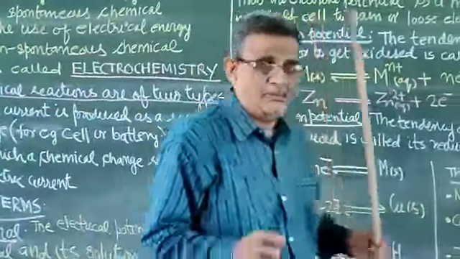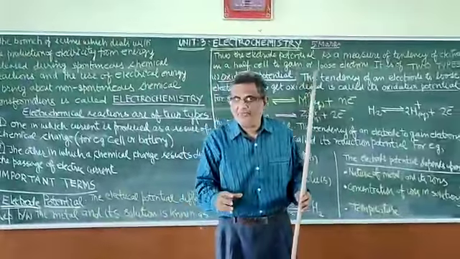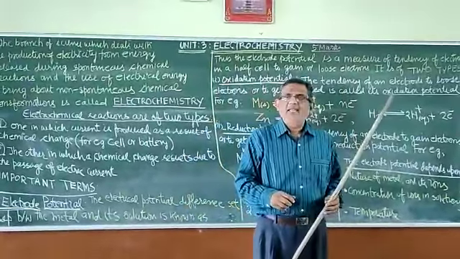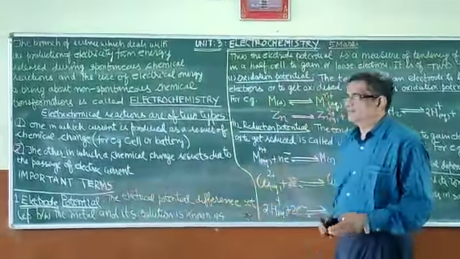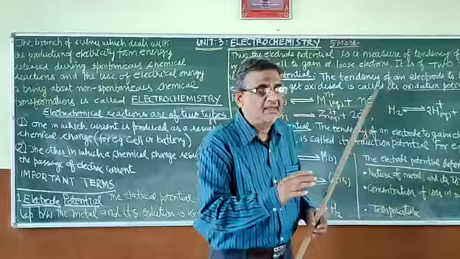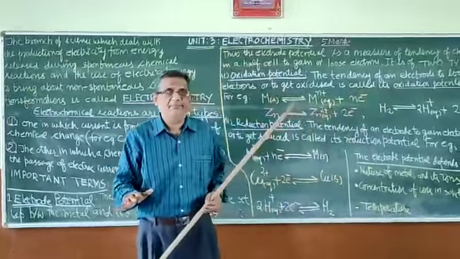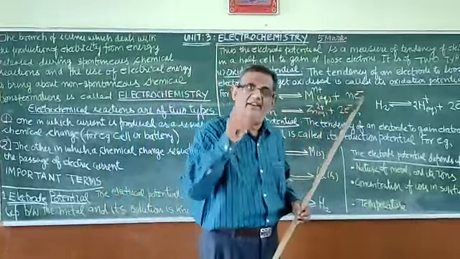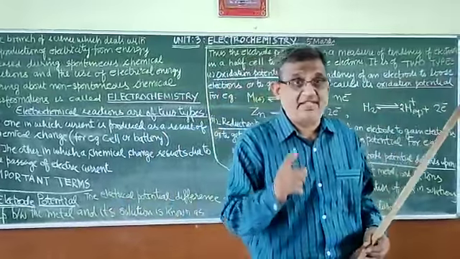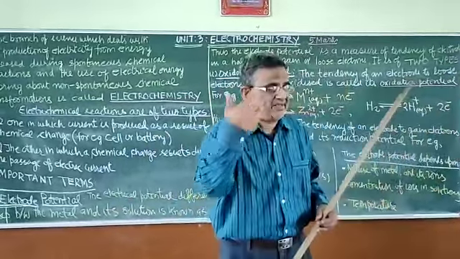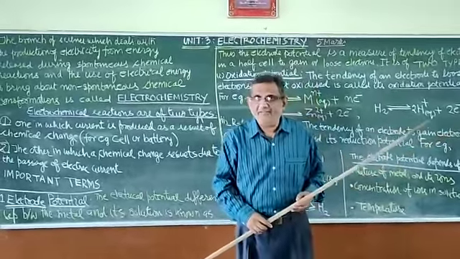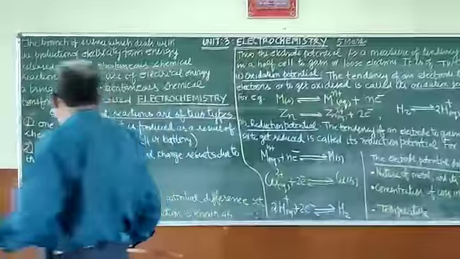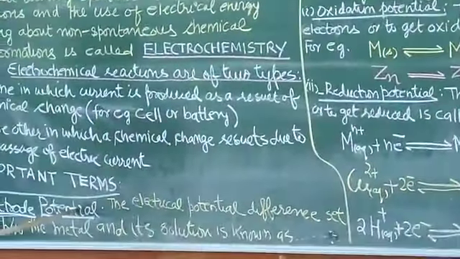After this preliminary introduction and definition of electrochemistry, let us come to some very important terms which will be a part of this chapter. Some of the terms you have already read in class 11 in the chapter redox reactions, but still let us revise them once again. And the first important term is electrode potential.